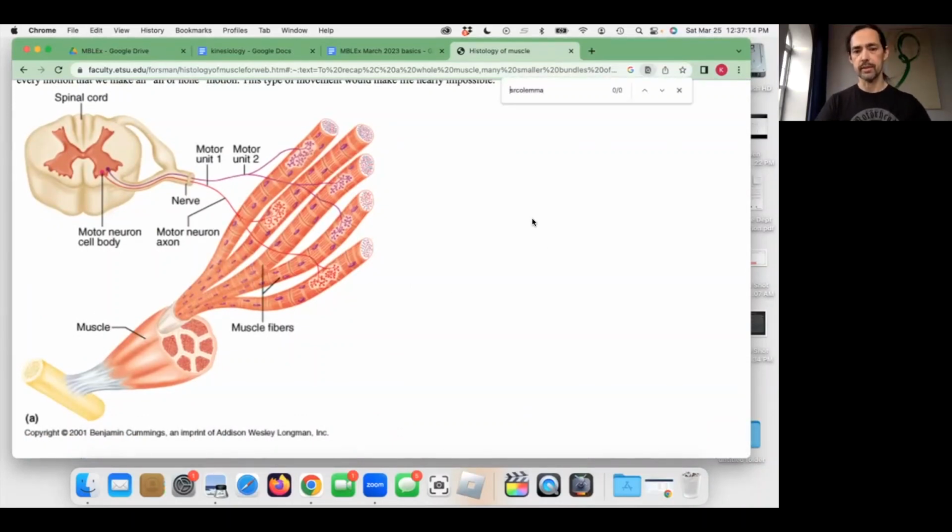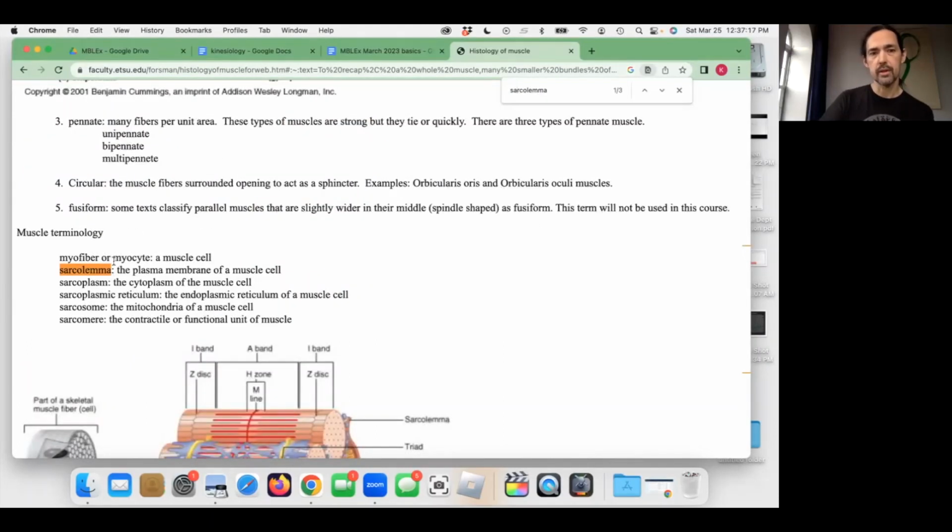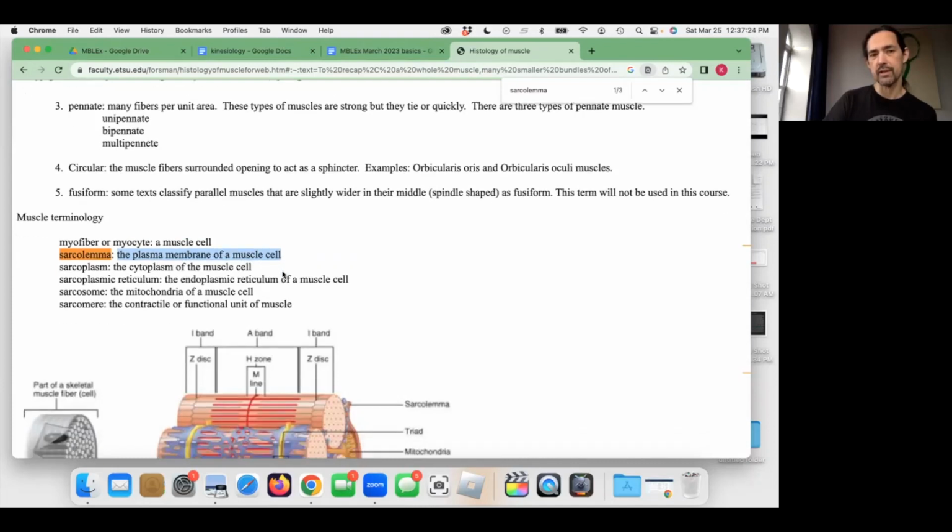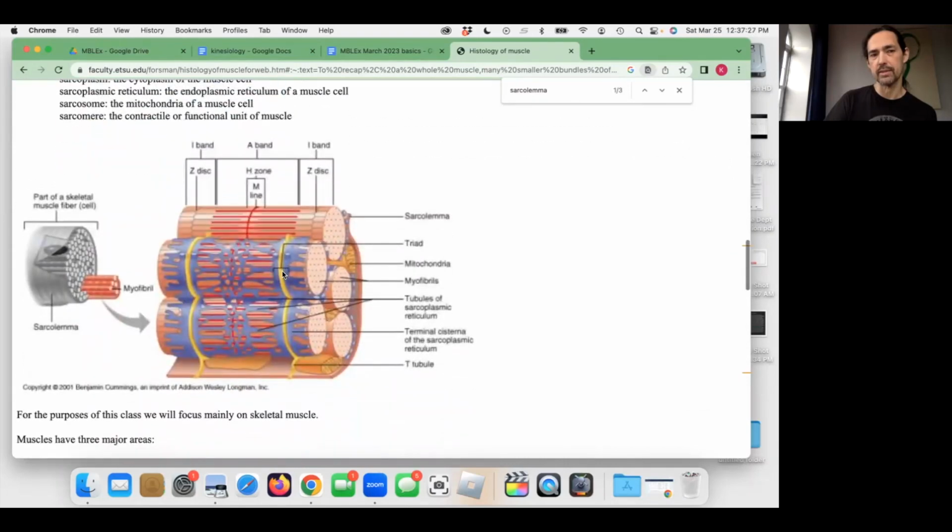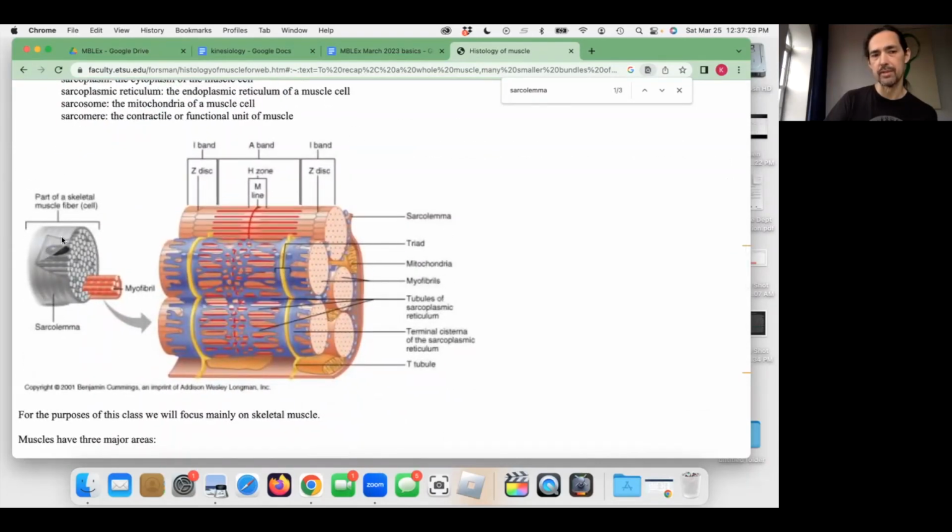And the wrapping of a muscle, oops, I misspelled it, is called the sarcolemma. So that's the plasma membrane of the muscle cell. So every muscle cell has a sarcolemma around it. So this muscle cell here is wrapped in a sarcolemma, right? This is showing I bands, A bands, Z bands, Z discs. So these must be myofibrils, and many myofibrils together make up a myofiber, and the myofiber is wrapped in a sarcolemma.